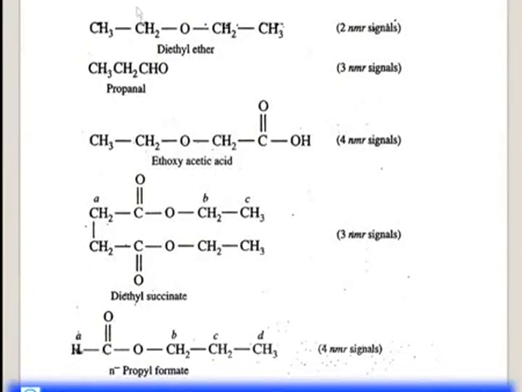There are more examples. Diethyl ether, 2 NMR signals: 1, and for 2 CH3. Propanol, 3 NMR signals: 1, 2, 3 and 4. Here you will observe 3 NMR signals. For N-propyl formate, 1, 2, 3, 4 NMR signals will be obtained.